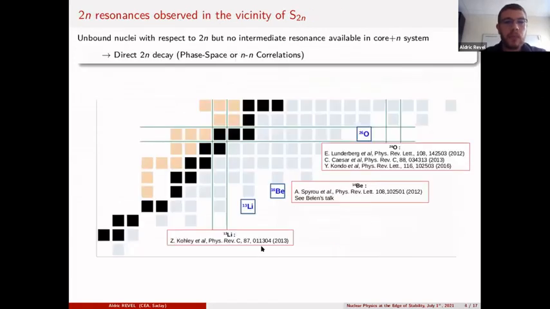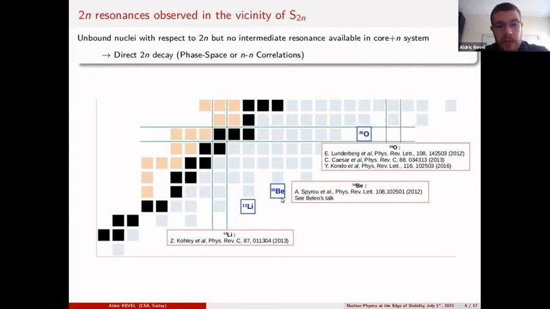And so in order to look at such narrow resonances in proximity to the two-neutron threshold, many experiments have been performed in the past decade or so, maybe a bit more. And such resonances have been found in different kinds of systems. For example, in beryllium-16 that Belén was mentioning, and other similar systems that are unbound by two neutrons, but for which there are no available intermediate resonances in the decay in the intermediate A-1 nuclei.